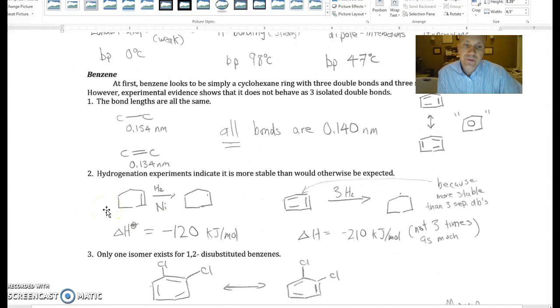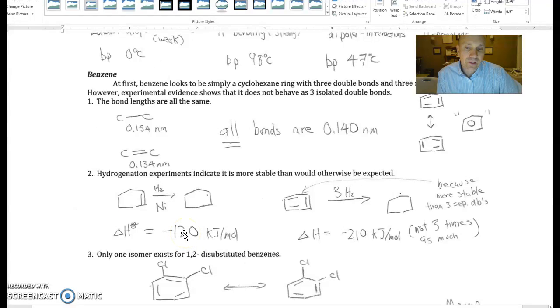So the next little bit of evidence had to do with hydrogenation experiments. We talked a little bit about hydrogenation of alkenes earlier, and essentially when you're doing this, you're treating an alkene with hydrogen, and you need some sort of catalyst. I believe we talked about palladium as a catalyst earlier, but nickel can also be used. This is an exothermic reaction. It gives off 120 kilojoules per mole of heat.